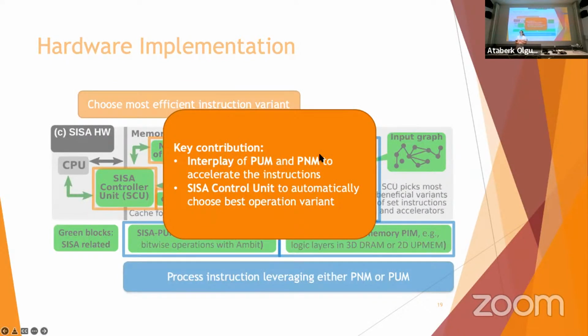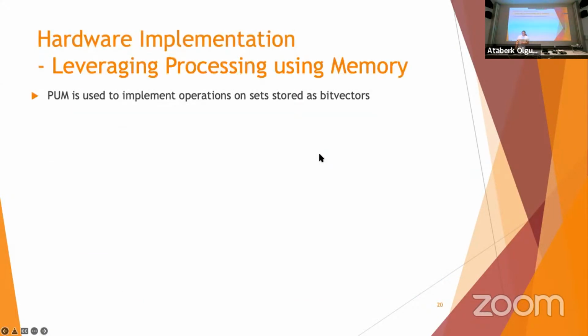The key contribution here is the interplay of processing using memory and processing near memory to accelerate the instructions, and the SISA control unit that automatically chooses the best operation variant. But I will now dig a little deeper on both variants of processing the instructions. Firstly, how are the instructions processed using memory? As said, we can only do that on sets that are stored as dense bit vectors.